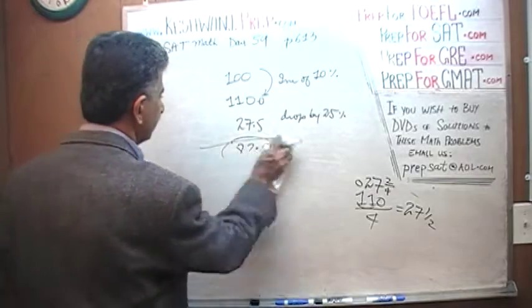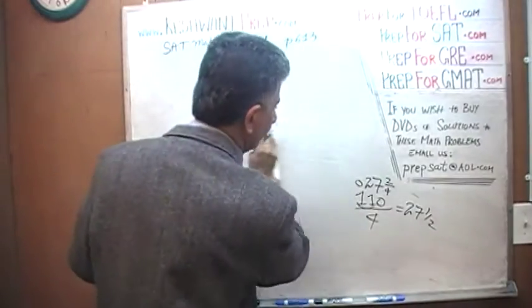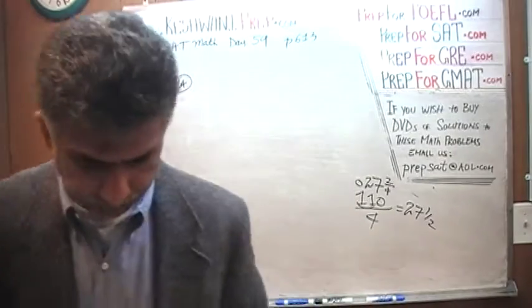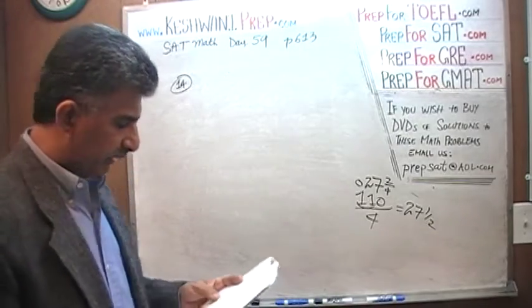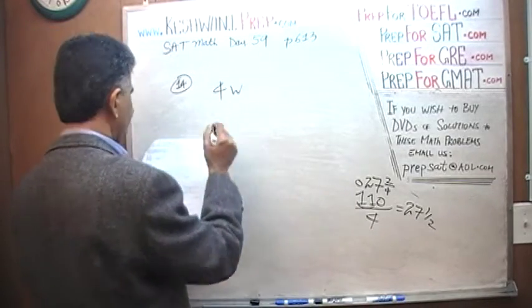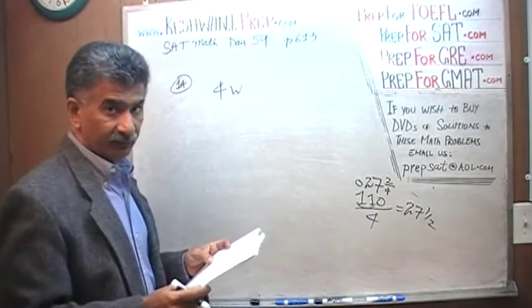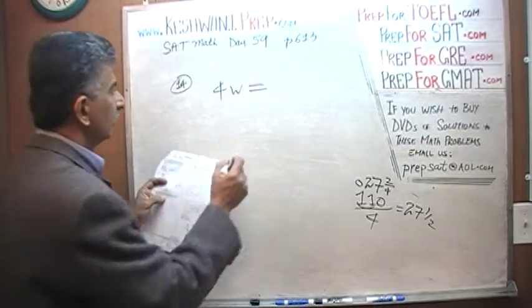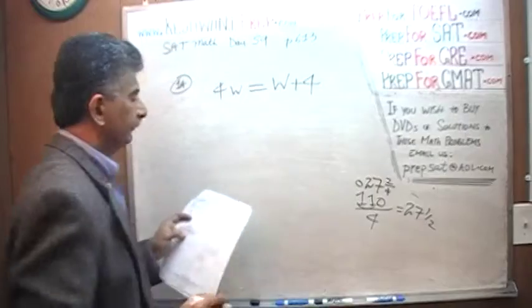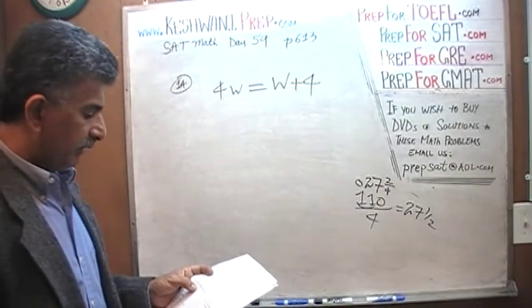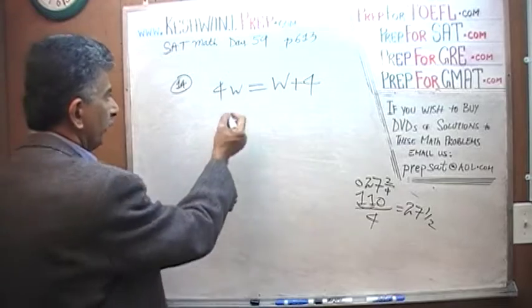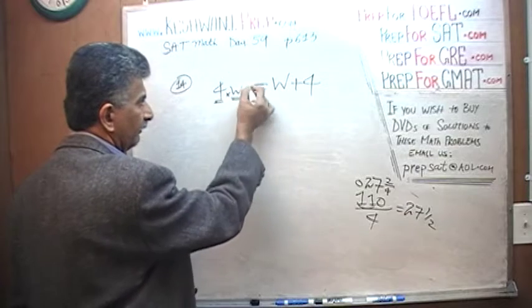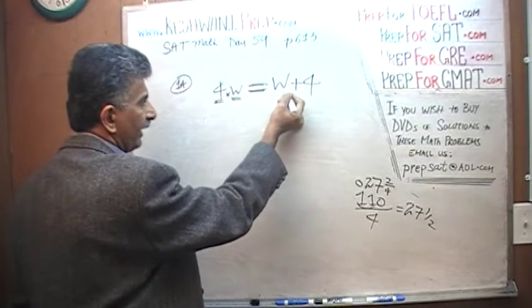Let's do number 14. When a number w is multiplied by 4, the result is the same as, which means equal sign, when 4 is added to w. That's it. One more time. When a number w is multiplied by 4, the result is the same as when 4 is added to w.